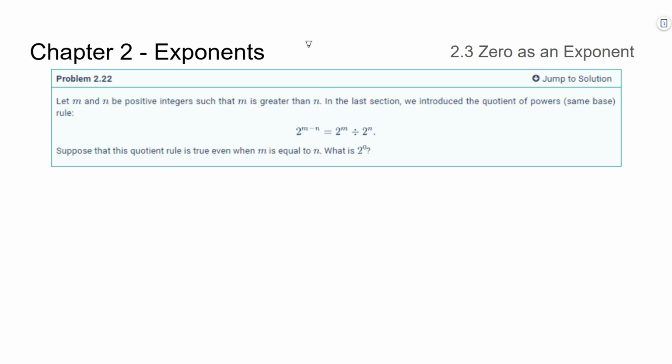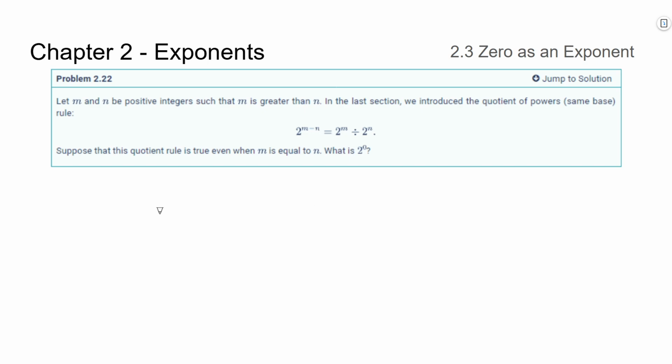So here's another example. So we found out in the last lesson that if we divide two exponents with the same base, then we can subtract them. So 2 to the m divided by 2 to the n is going to be equal to 2 to the m minus n. We can do it both ways.